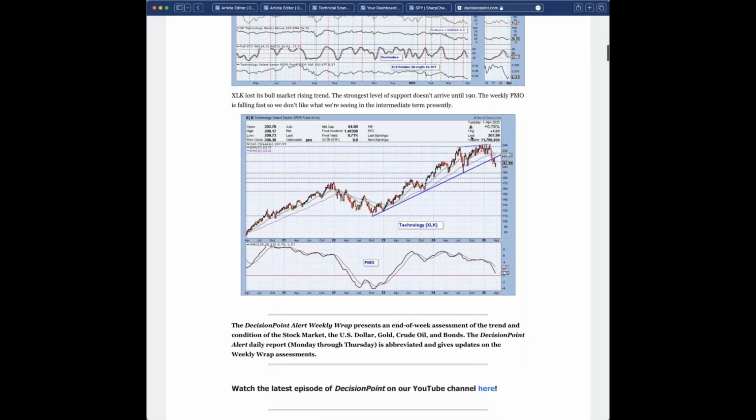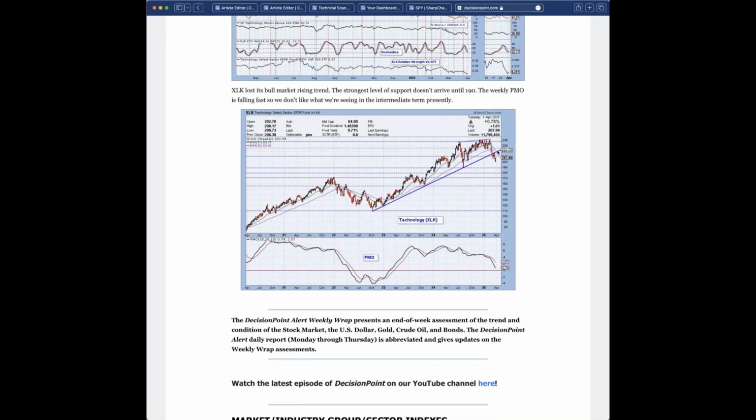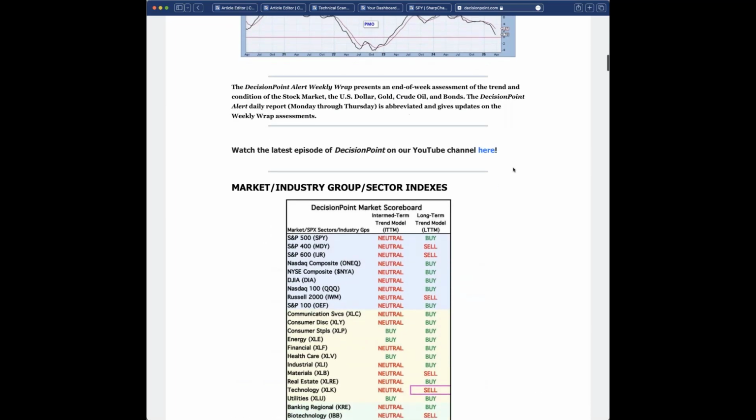Look at technology on a weekly chart. We have lost the rising trend. There is no real good support until we get down to 190. That's honestly where we're looking for technology to go if this bounce does not turn into something, which we're thinking it might not. And I'll talk to you about that in a little bit.